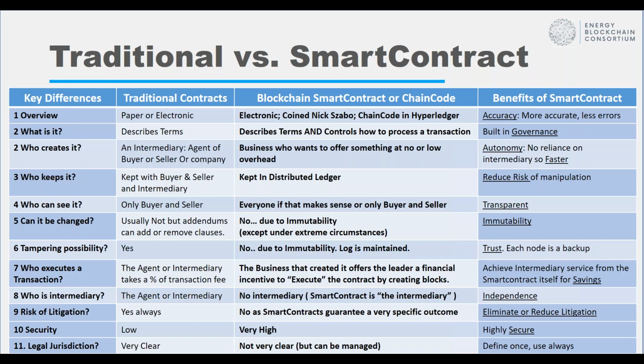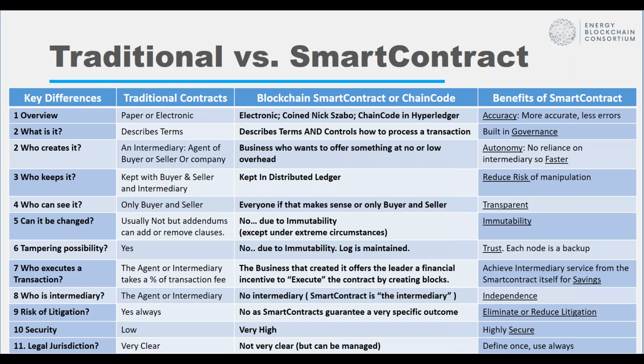The word is chain code in Hyperledger, but it is the business logic and the smarts that controls the databases and the application. Okay, so what actually is it? If you look into a traditional contract, it's a piece of paper or even an electronic format. It is the terms of how the relationship between two parties will be governed, the terms themselves. But a smart contract not only defines those terms, but it also controls how that is processed.